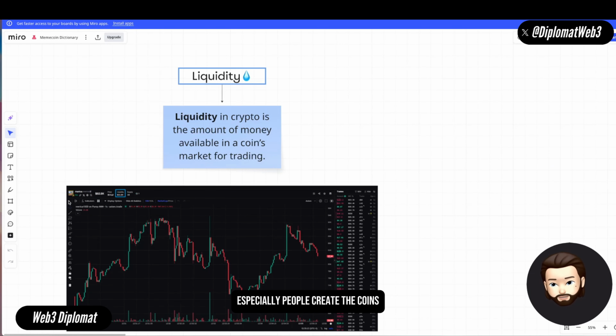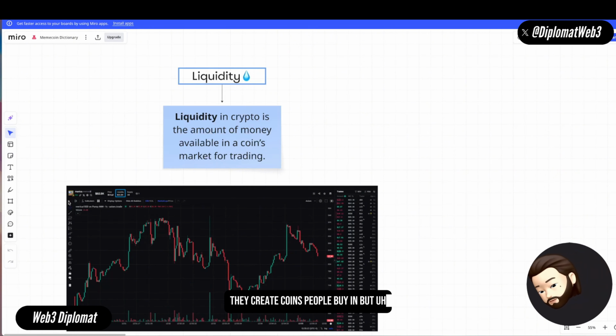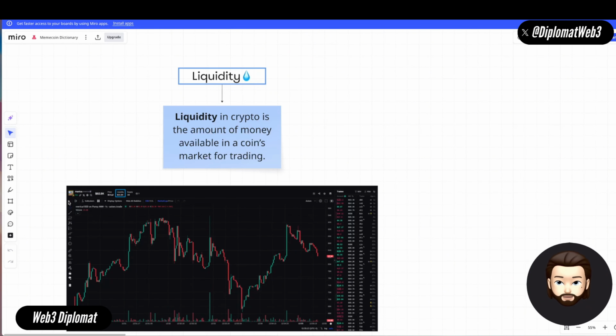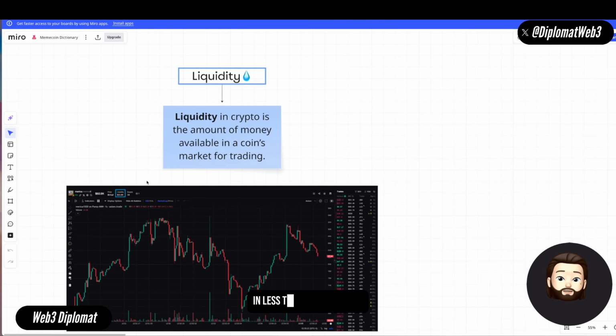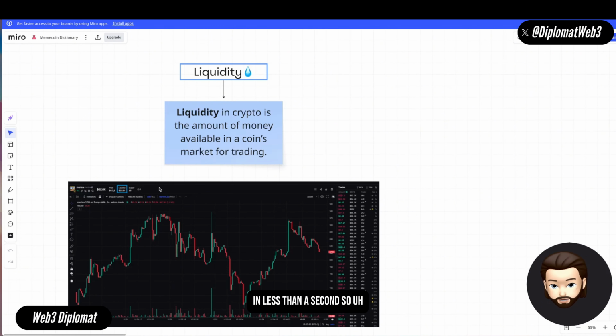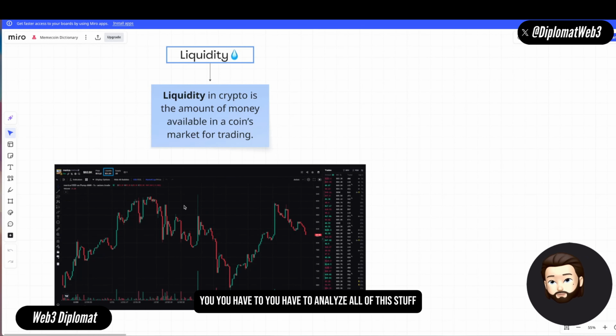People create the coins. They create coins, people buy in, but they can actually take out all of the liquidity. And if they take out all of the liquidity, the coin will instantly dump, and you lose 100% of your money in less than a second. So you have to be looking carefully of what is the liquidity and who's making a coin. You have to analyze all of this stuff.